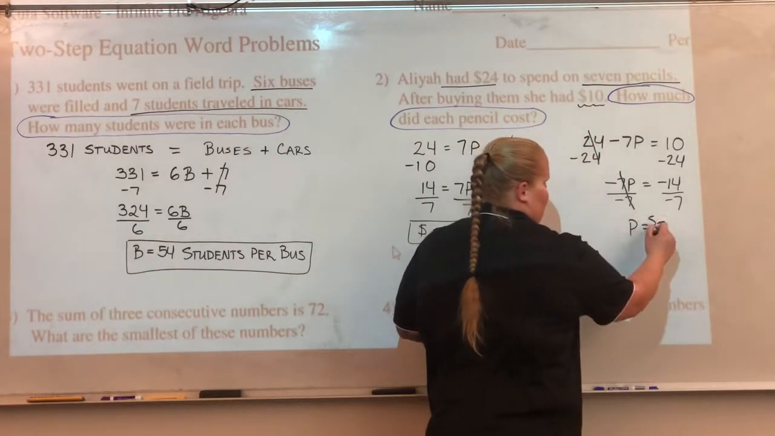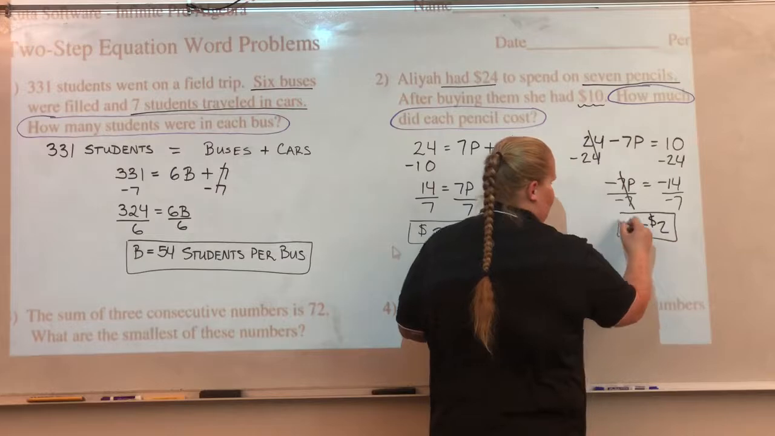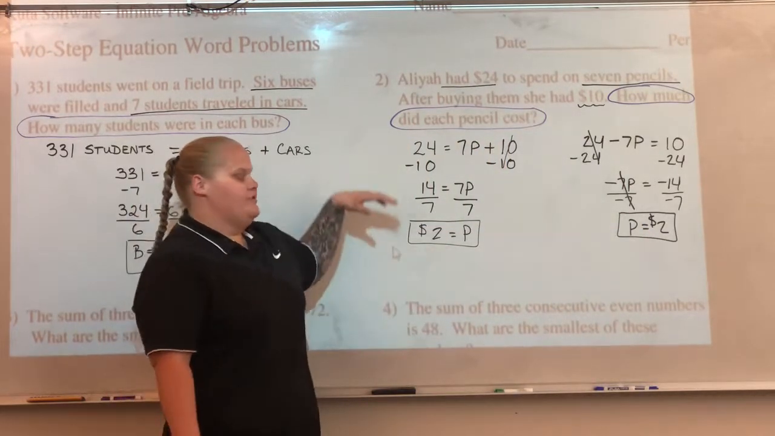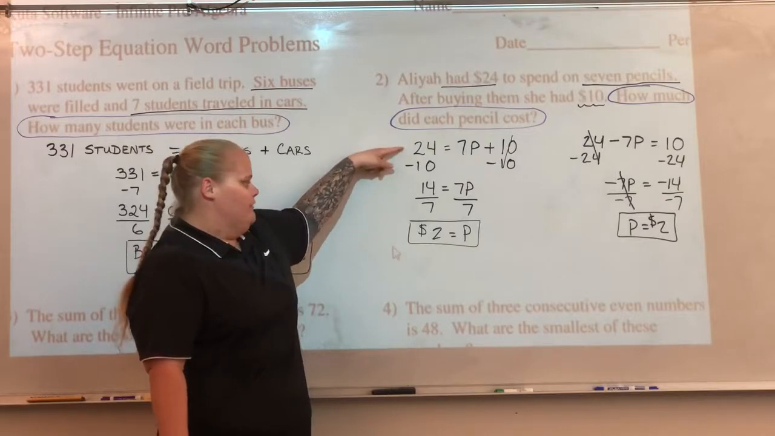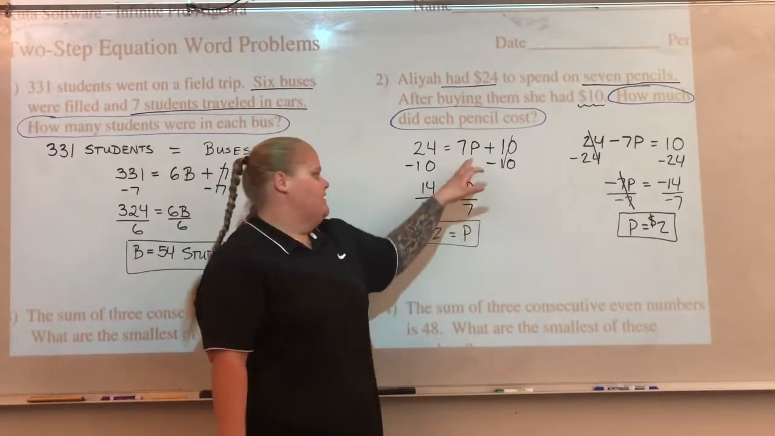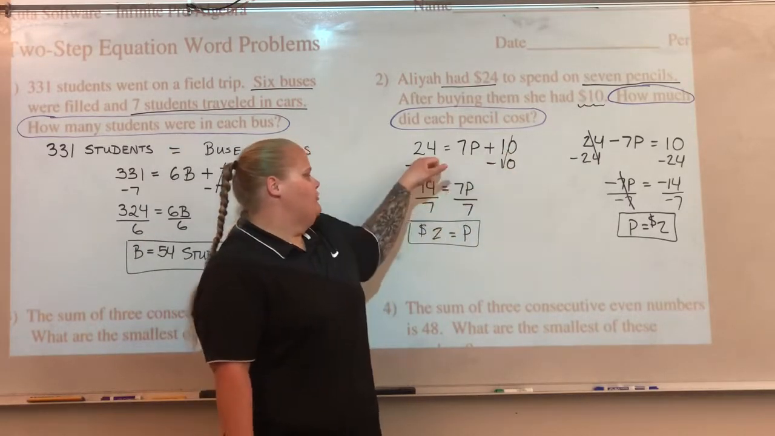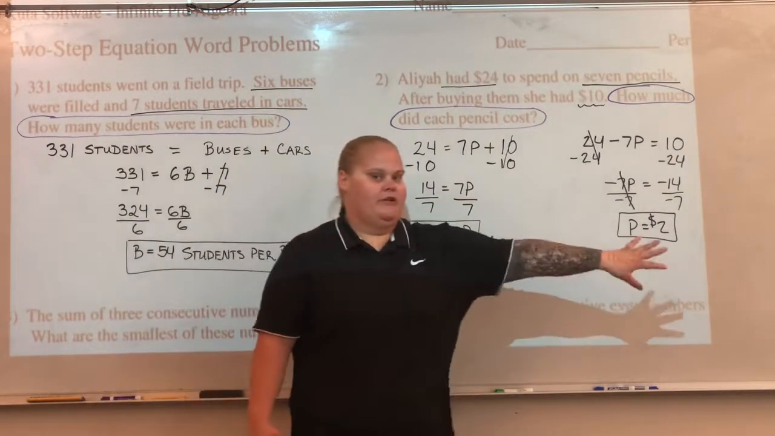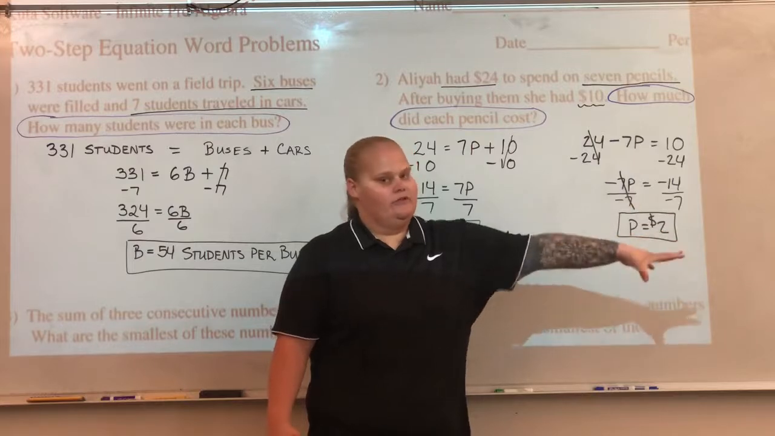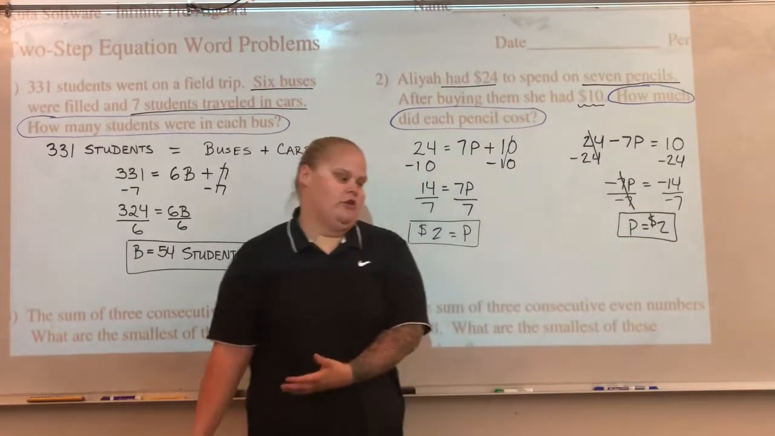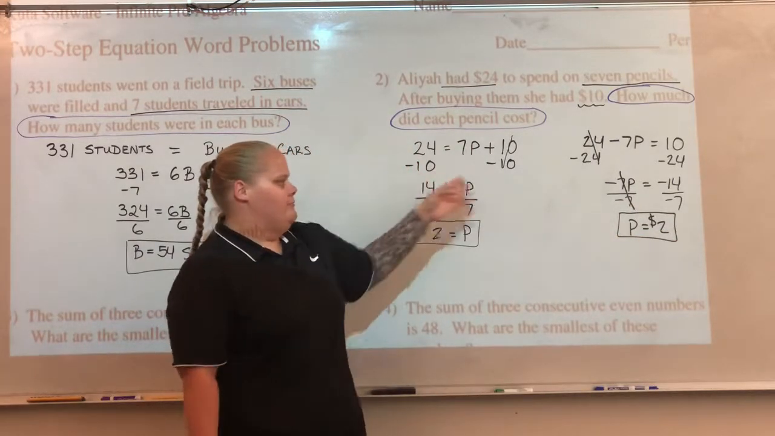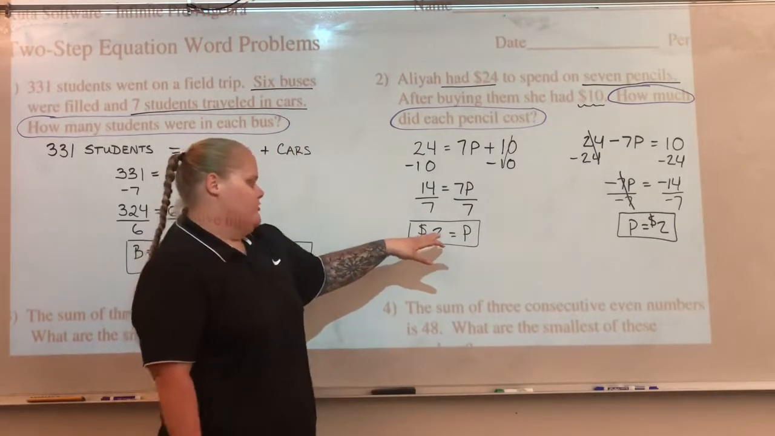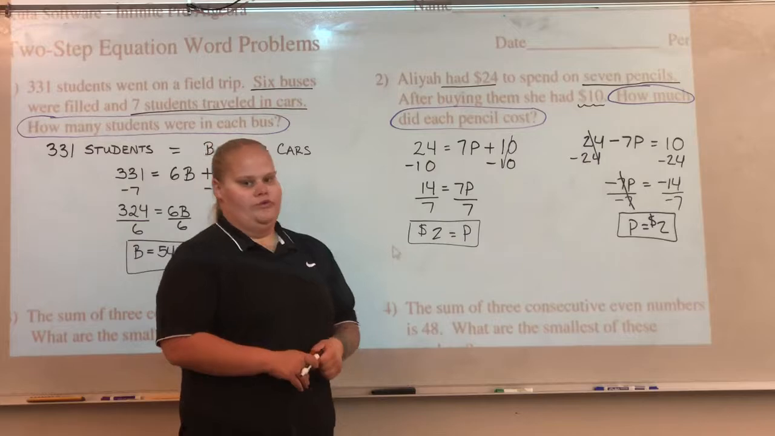So again, I know that the price of a pencil is $2, regardless of how you set it up. Whether you said she originally had $24 and the price of the 7 pencils plus the $10 should equal back up to that, or she had $24, she's giving money away to buy those 7 pencils and she's left with $10. Either way you set up that equation, you should get the same answer when you solve, and you should get that the price of each pencil was $2.